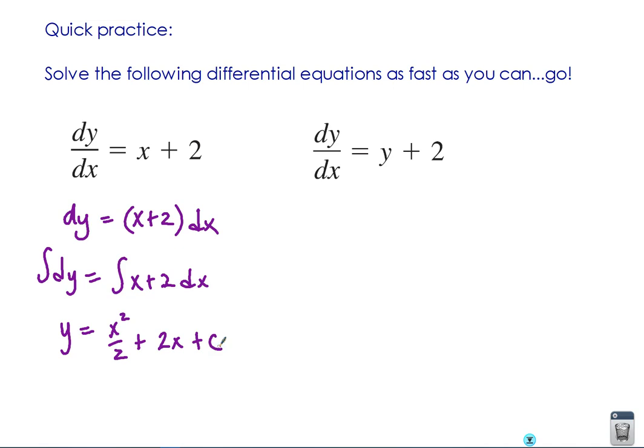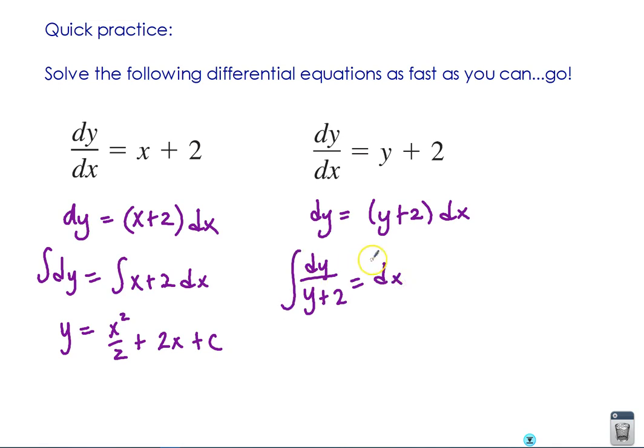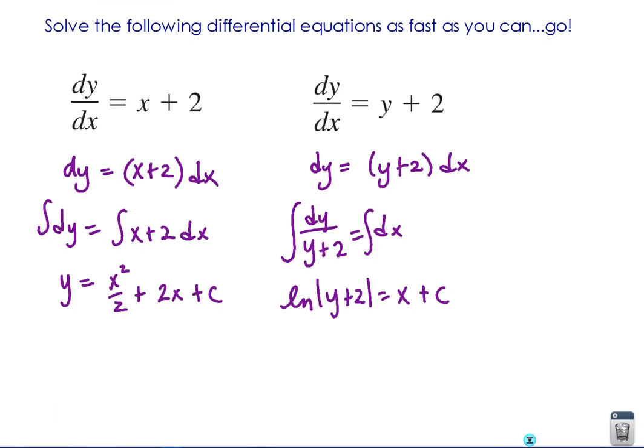Let's look at this other one. We're going to start it out the same way, but unfortunately, I end up with y plus 2 dx. Well, this is a problem because I have y on the same side as x. So I'm going to go ahead and divide that over and make that dy over y plus 2 equals dx. And now I'm at the point where I can easily integrate both sides. This is going to be the natural log of the absolute value of y plus 2 is equal to x plus c.